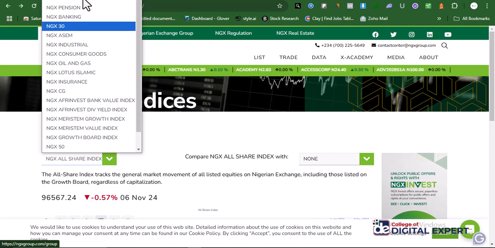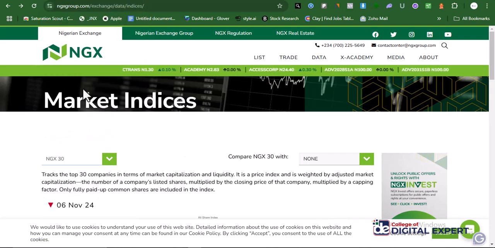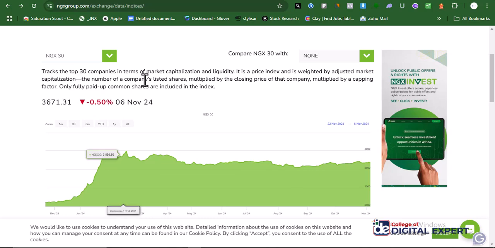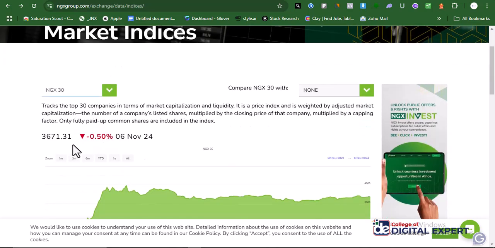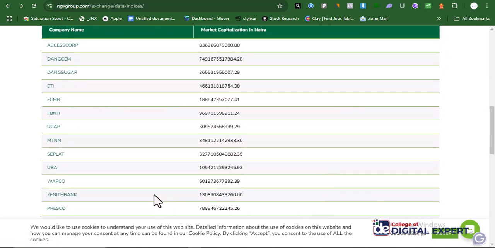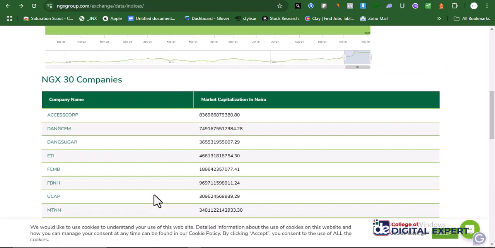Now, let's start from NGX 30. When we talk about NGX 30, you can see the price is 3,071.31 naira per share. Now these are the 30 most traded companies in Nigeria.